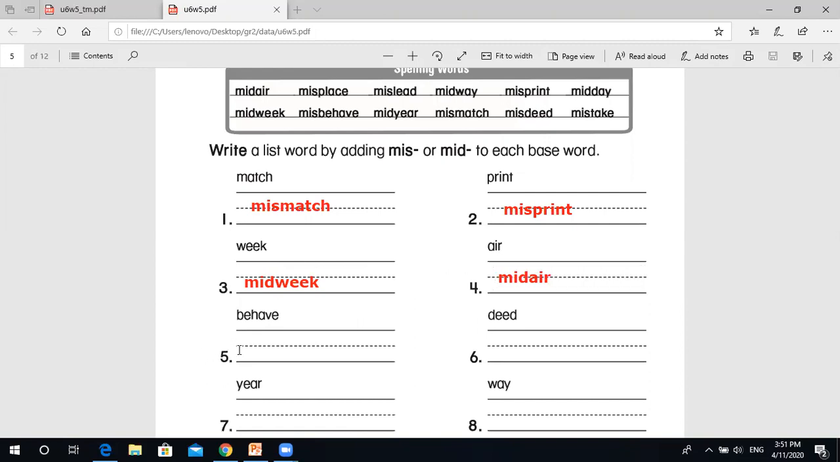Here, behave. The opposite of behave. I need to write the opposite of behave. Here, the opposite of behave is misbehave. Okay, and deed. Deed has the same meaning as behave, misbehave. It has misdeed.